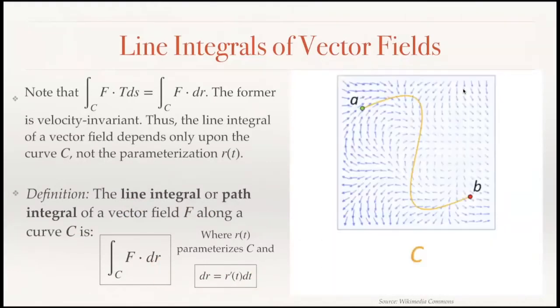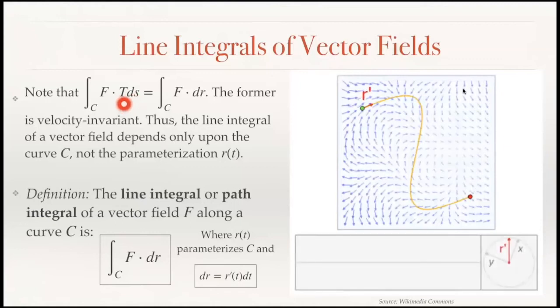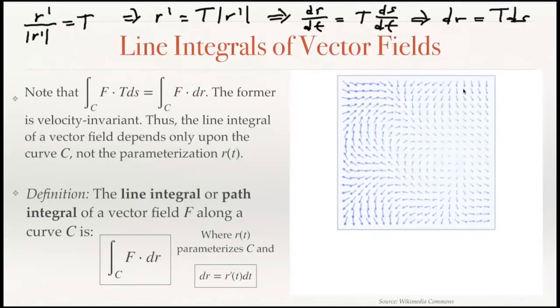And note that T ds, where T is that unit tangent vector, is dr. The reason is up here. So T, by definition, was r prime over the magnitude of r prime. Recall that. Multiply both sides by the magnitude of r prime, that's the speed. And then write out that r prime is by definition dr dt. And the speed, remember, is ds dt. Multiply both sides by dt, and we get the differential dr is T ds.